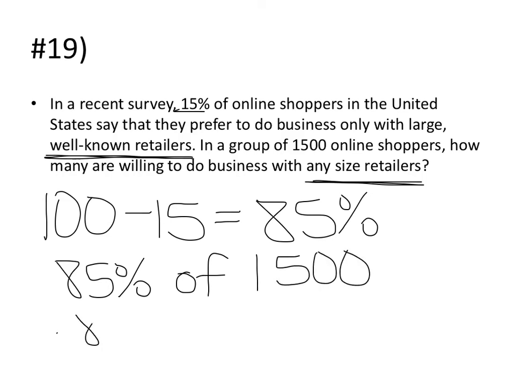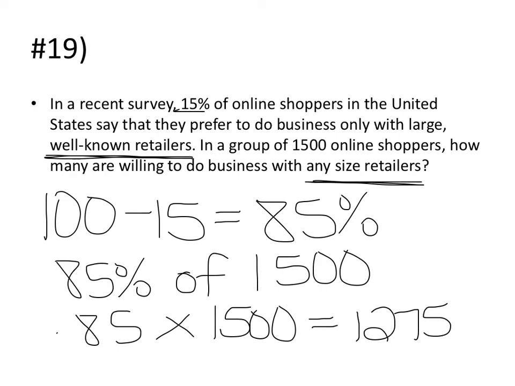So 0.85 of, which is multiplication, 1,500. So again, we're going to punch that into our calculator. And you get 1,275, and these are shoppers.